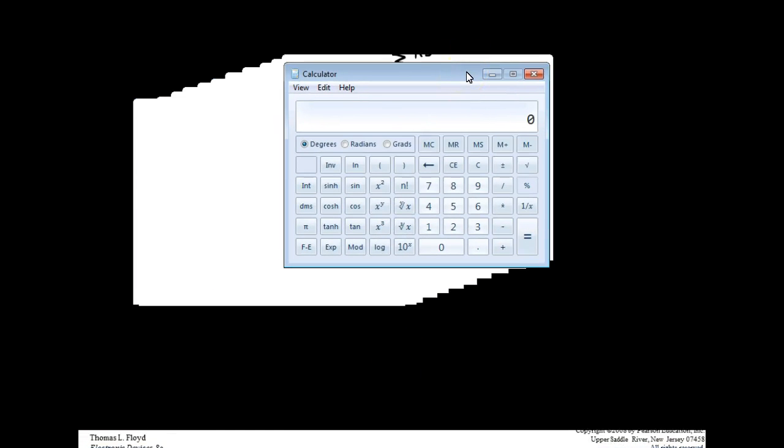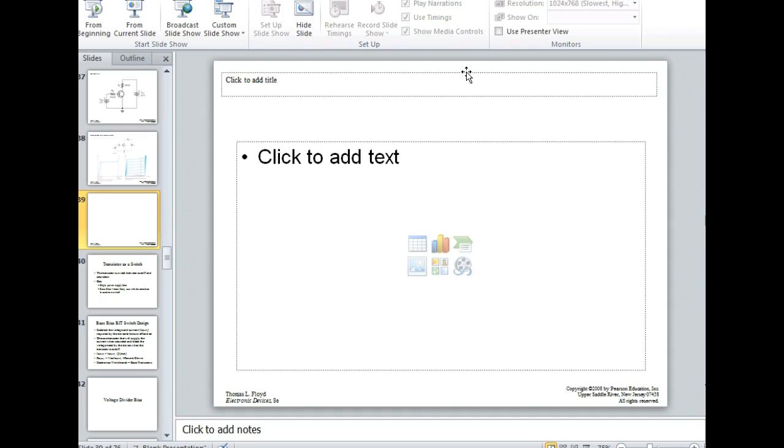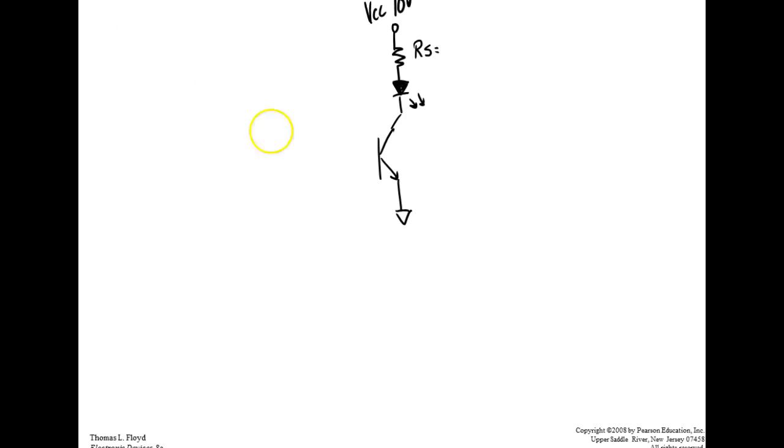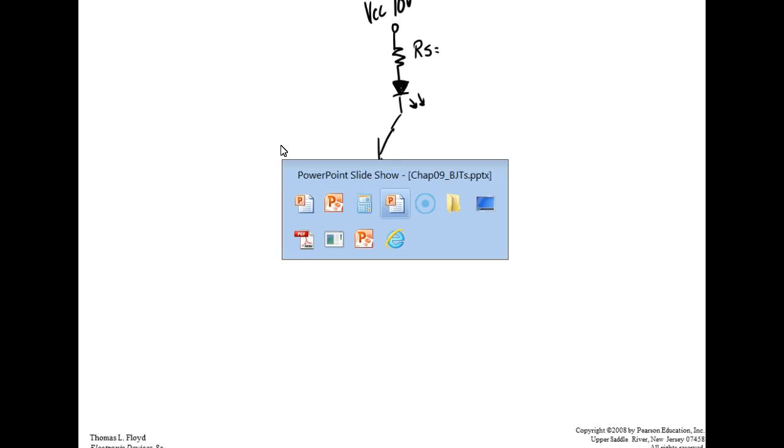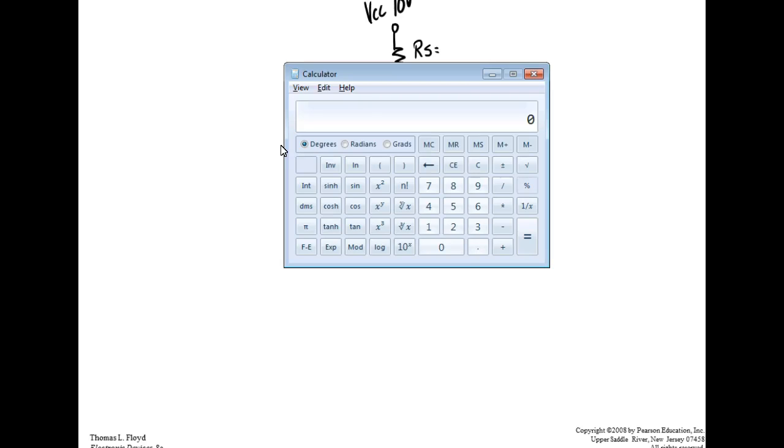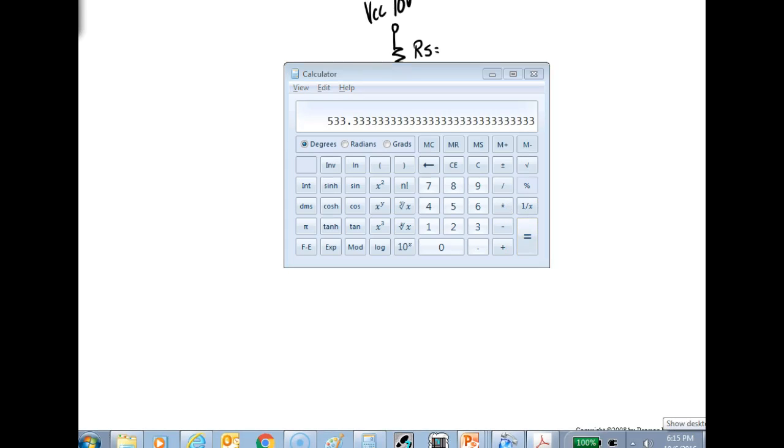So what voltage do we want it to drop? We want to drop 8 volts at 15 milliamps. 8 volts divided by 0.015 gives 533 ohms, yeah. So what we need to do is figure out, do we want to go up or go down?